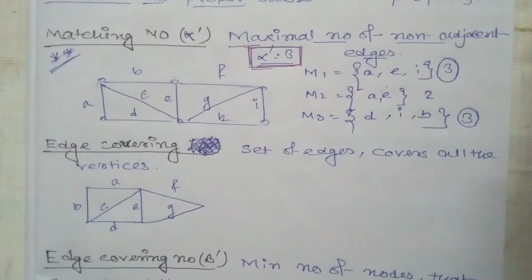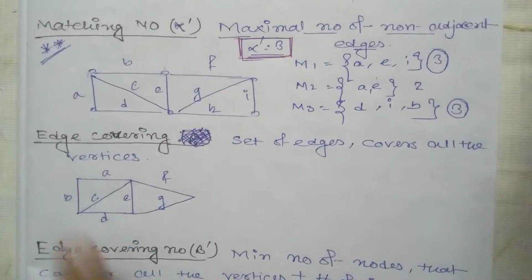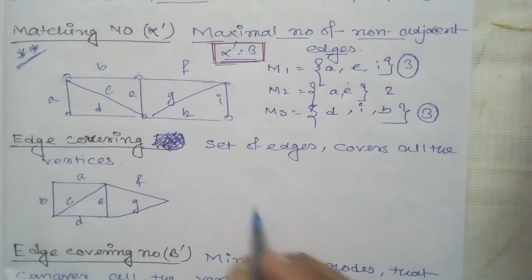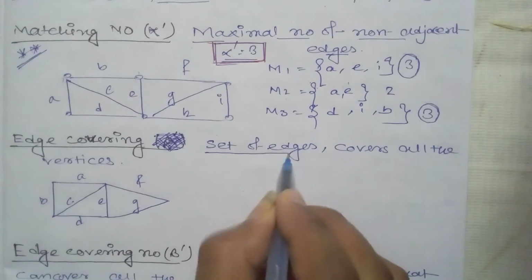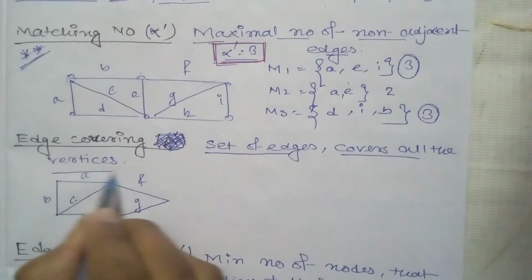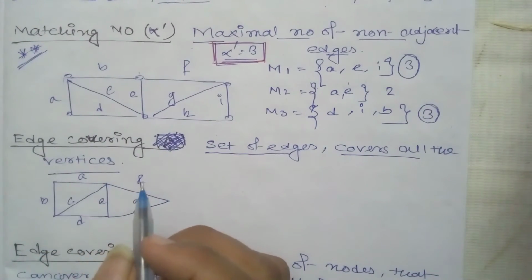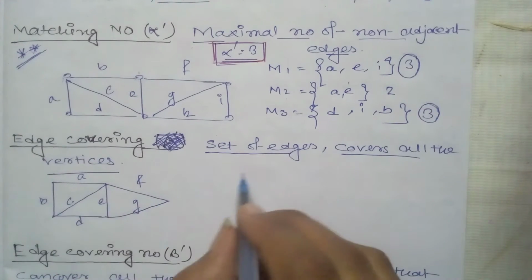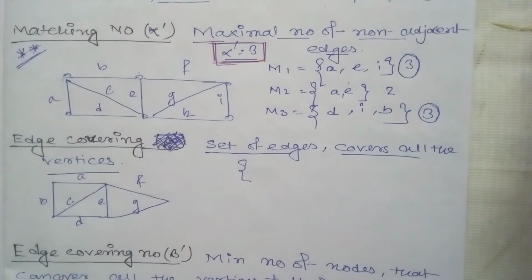Now we define another concept, edge covering. What does edge covering mean? It says a set of edges that covers all the vertices of a graph is called an edge covering. It means if a set of the graph's edges covers at least all the vertices, then that set of edges is called an edge covering.